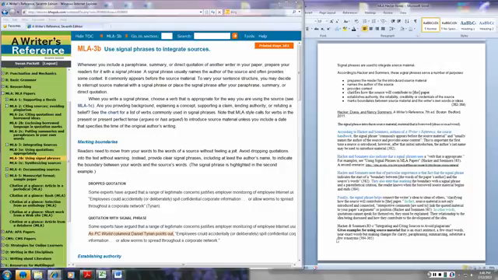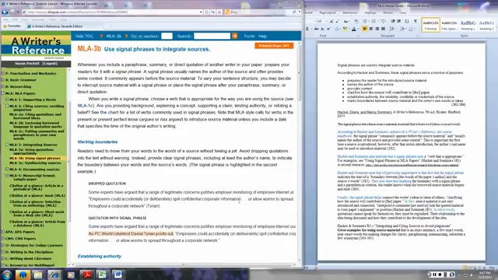Here I have provided signal phrases. The signal phrases are in blue, and then I have credited the sources with parenthetical citations. If the author's name is included in the signal phrase, then I need only include the page number at the end. If the author's name is not included in a signal phrase, then I need to include it in the parenthetical citation, as I do here and as I do here. Notice that if the names are included, I need only a page number. If the names are not included, then I need to include that in the parenthetical citation.